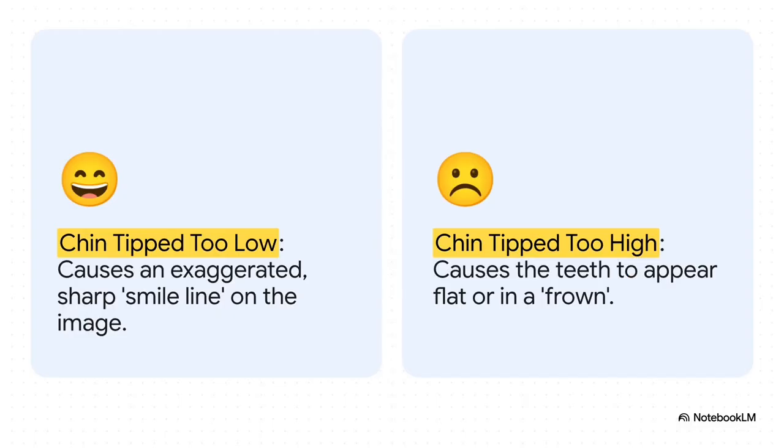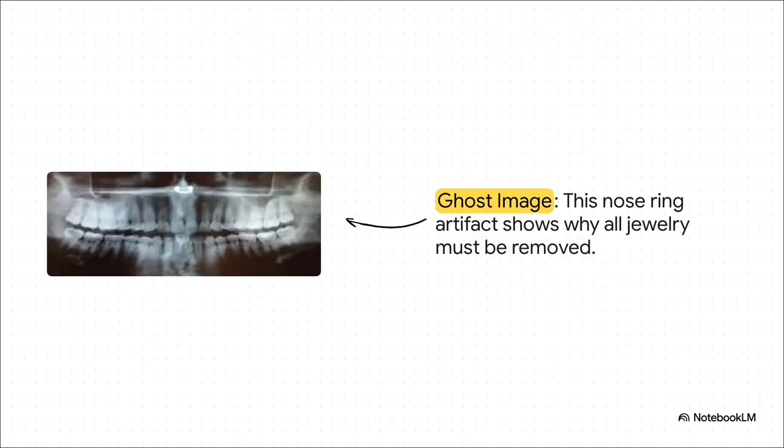It really all comes down to your chin position. If your chin is tipped too far down when that machine swings around, it creates this sharp, almost Joker-like smile on the image. But if your chin is too high, it flattens everything out or even turns it into a frown. A tiny little tilt makes a huge difference. And this is exactly why they're so insistent that you take out all your jewelry and piercings. This X-ray shows a ghost image from a nose ring.